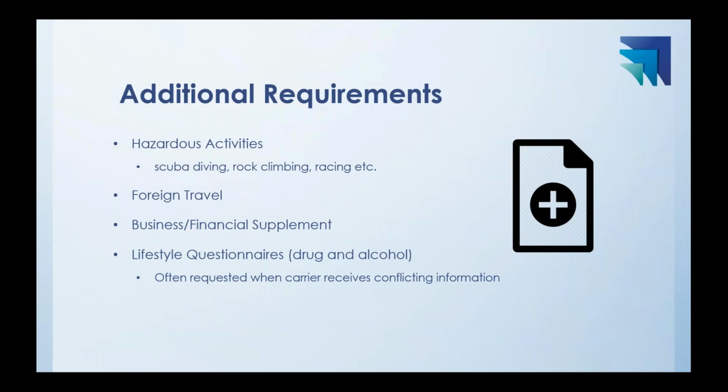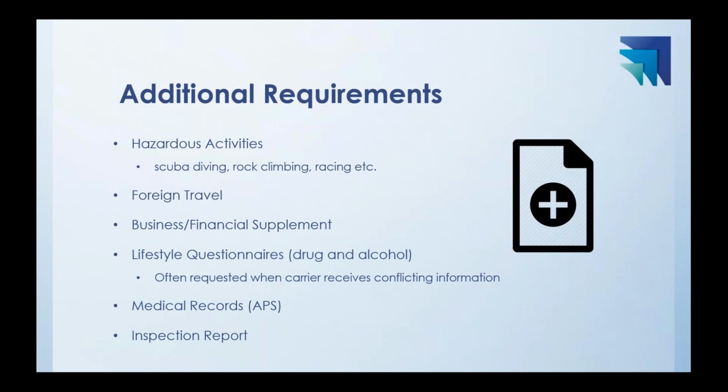As far as the lifestyle questionnaire goes, these are going to be mainly requested where your client has any drug or alcohol history and what they submitted on their application doesn't match up to maybe what the underwriter found in the underwriting process, then they may ask you to fill out one of these questionnaires with your clients. Also, medical records or an APS could be ordered. If you don't know what those are, don't worry, we'll go over that here in just a second.